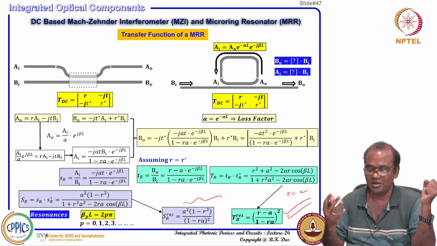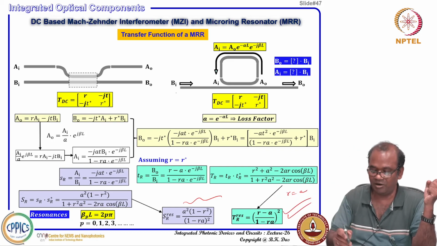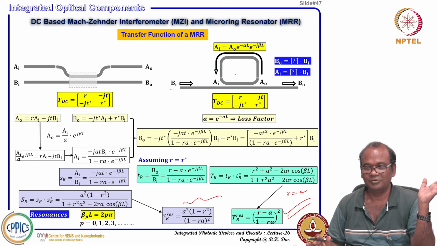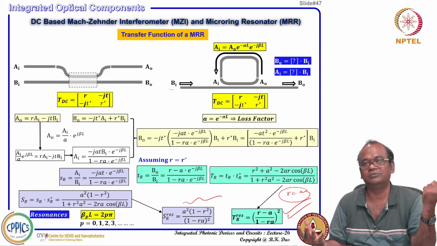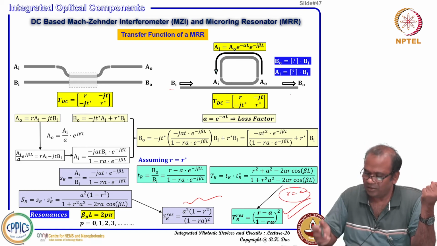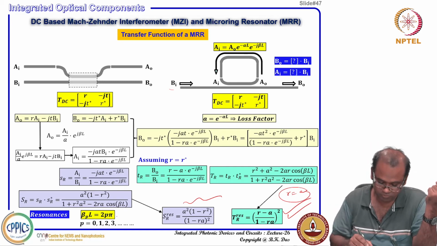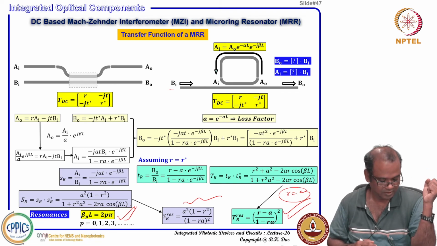That means the transmission would be 0. Whatever power you are launching here, something will be lost and something will be stored. Okay. That particular situation is called critical coupling. If it is not critical coupling, your transmission will be minimum, but your storage will be maximum when you fulfill this condition. That is the resonance condition, right.